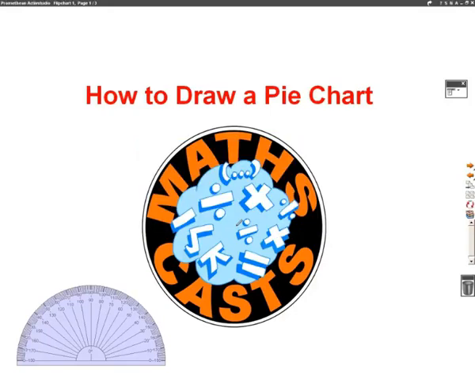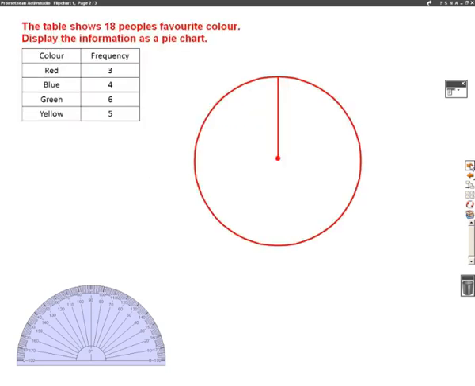Hello, we're going to do a maths cast now on how to draw a pie chart. So, let's have a look at a question. The question says, the table shows 18 people's favourite colour. Display the information as a pie chart.